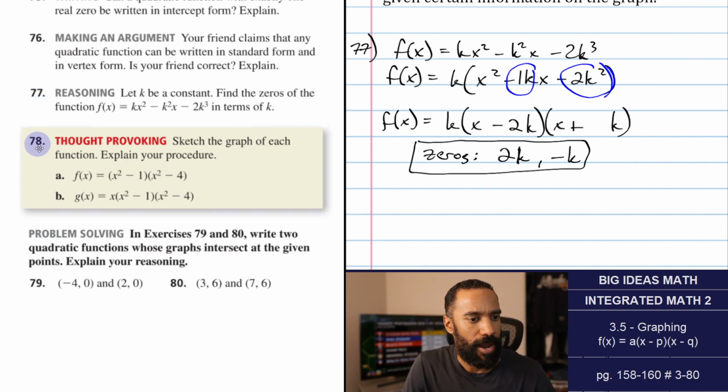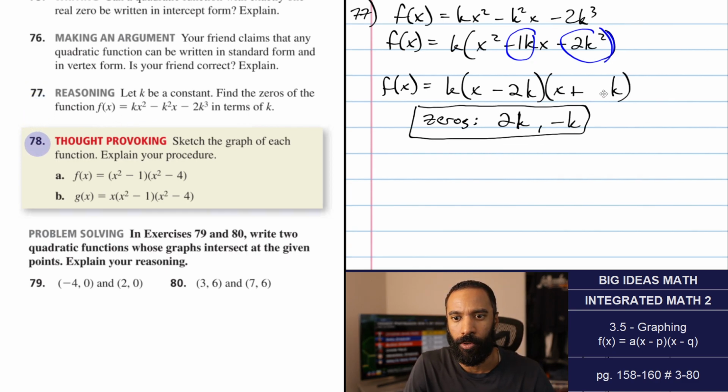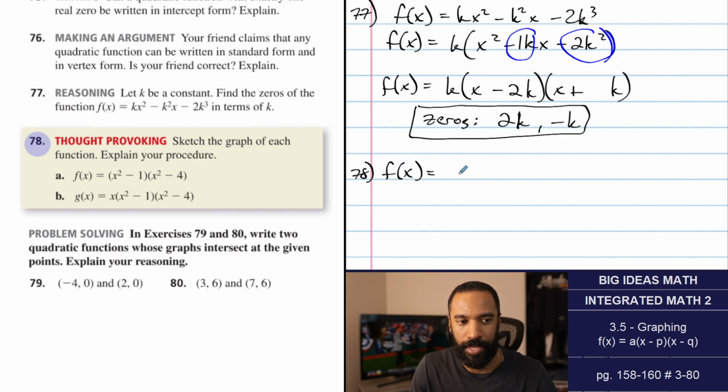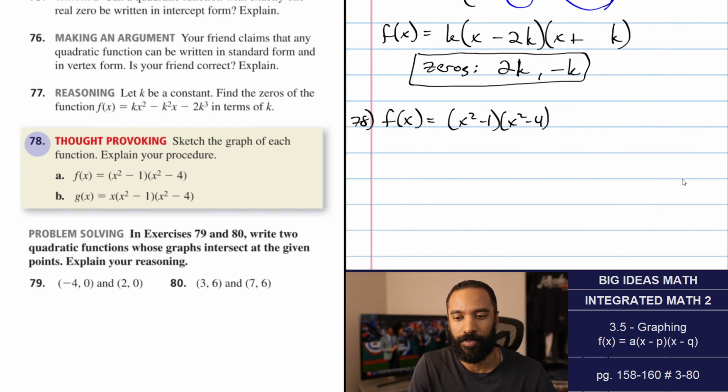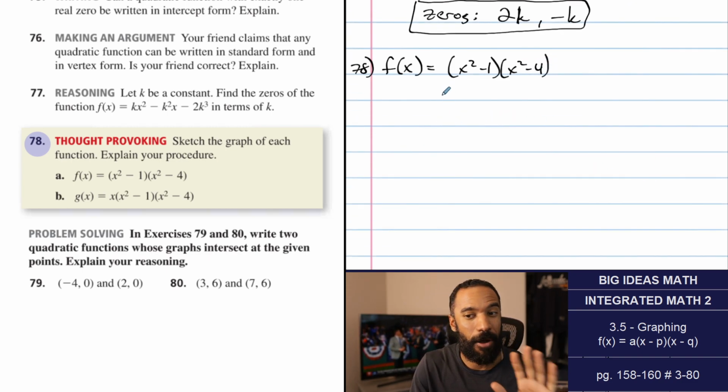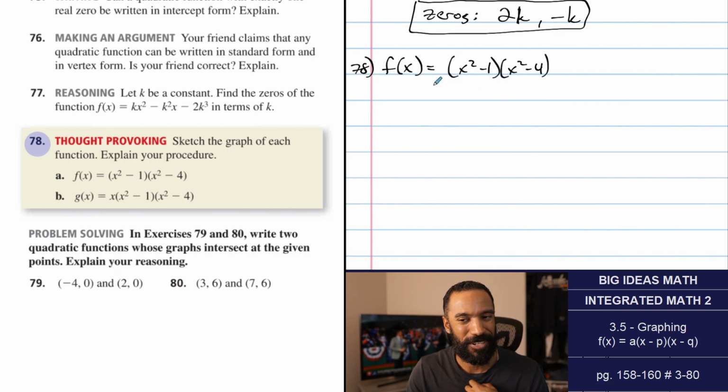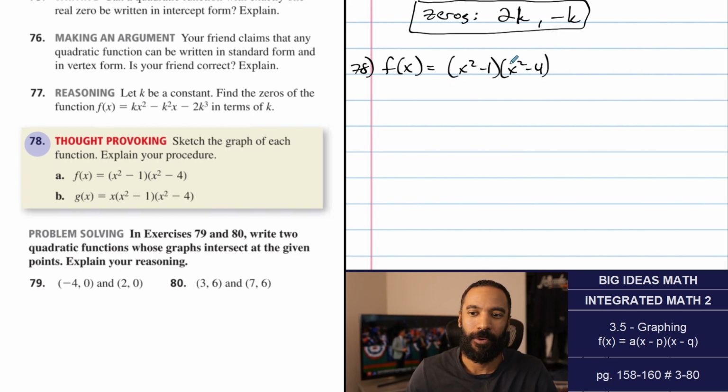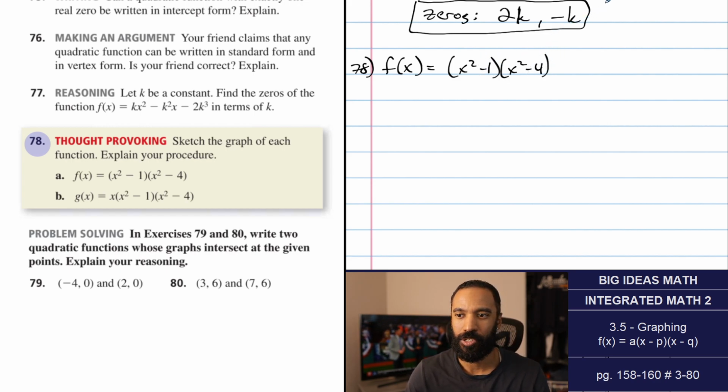Number 78, sketch the graph of each function. Explain your procedure. Oh, boy. I mean, I know how to do it. I'm just trying to figure out what they're going to want; this is more of an IM3 thing. f of x equals x squared minus 1 times x squared minus 4. Okay, for starters, I don't know how much you're supposed to know about this. Remember, when you multiply the last two things together, that can give you the y-intercept. Negative 1 times negative 4 gives you a y-intercept of 4. That'll be helpful when it comes to coming up with other things.